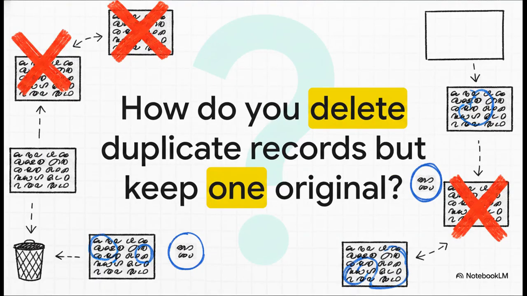And now for the grand finale. This is probably one of the trickiest problems you'll run into. You've got a table and it's full of duplicate rows. Your mission, should you choose to accept it, is to get rid of all the duplicates, but leave just one single original copy of each record behind. How in the world do you do that?